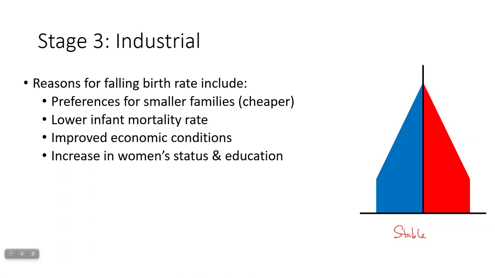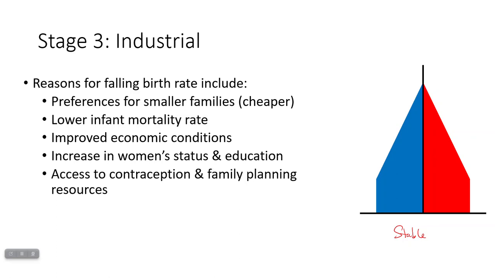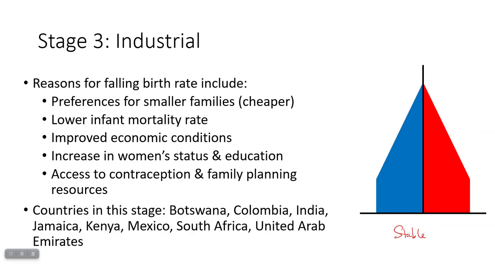There's also a lower infant mortality rate, so less incentive to have more children. Improved economic conditions, increases in women's status and education, and access to contraception and family planning all allow for a lower birth rate. So some of the countries that are in this stage are Botswana, Colombia, India, Jamaica, Kenya, Mexico, South Africa, and the United Arab Emirates.